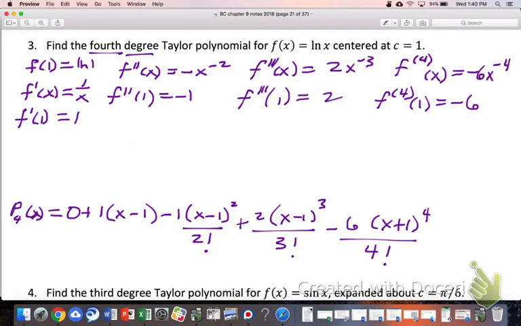What do you think? Any questions? There's obviously some simplifying you could do here, right? The 2 would cancel with the 2 in the 3 factorial. The 6 would cancel with the 3 and the 2 in the 4 factorial. So you could definitely simplify some things. There's nothing wrong with that. There's also nothing that says that you have to do that either. So just be flexible on that. Is this series alternating or not?